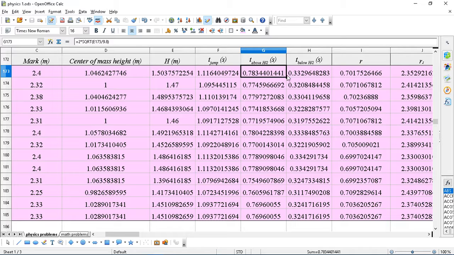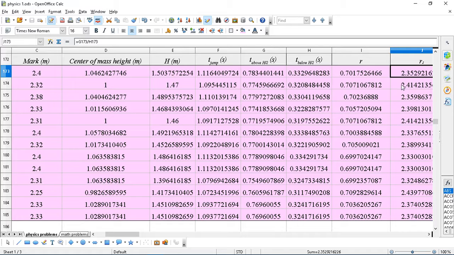So these are the values, and these are the values corresponding to the time spent by the jumper below half maximum altitude, which correspond basically to the subtraction between these two values. This is the ratio of the time above half maximum altitude over the time corresponding to the jump. And this is the ratio of the time spent above half maximum altitude and the time spent below half maximum altitude.